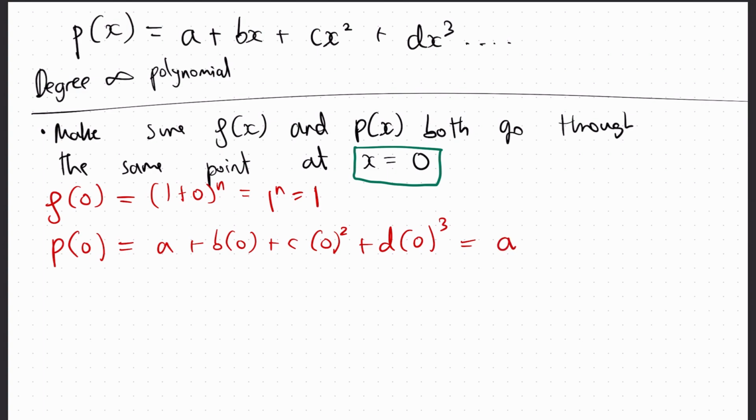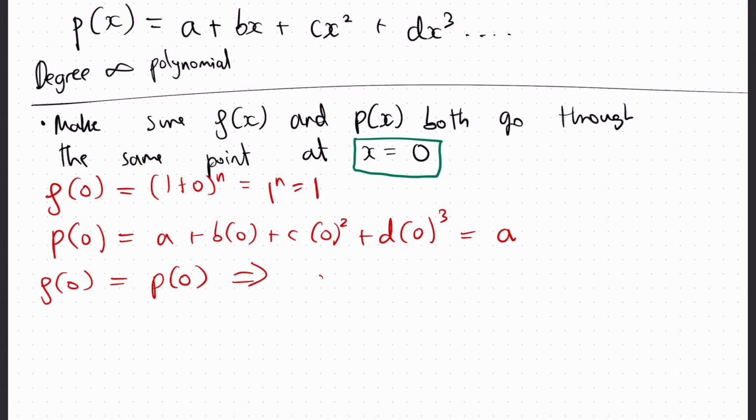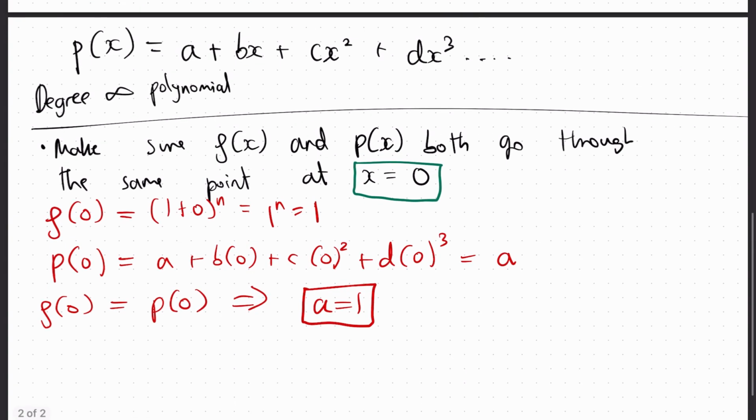And remember what we said about matching. So we want to make sure that f of 0 is equal to p of 0. So therefore, if we match both of these, we can see that a is going to be 1, just like that. So that's our first term. We've got a in our polynomial.